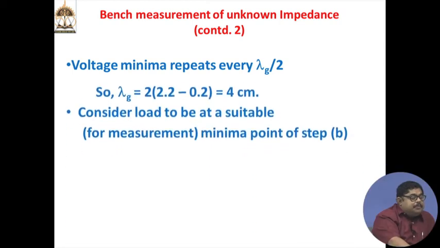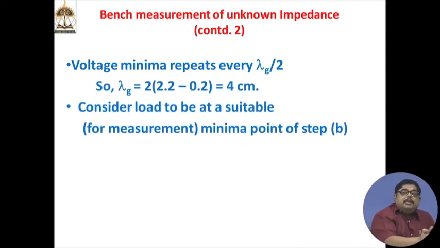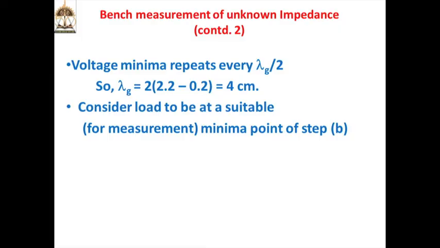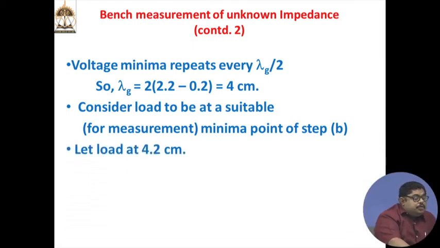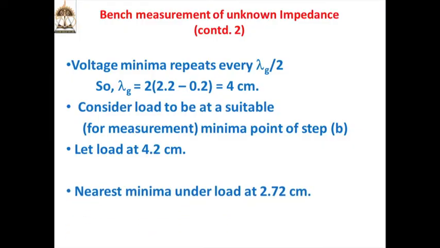Voltage minima repeats every lambda by 2. So by finding the difference between two minima positions, we can calculate lambda g. In this case it is coming out to be 4 centimeter. Now, let the load be at 4.2 centimeter. Actually, the load position is not accessible to you. You have seen that in the carriage where the load is put, the scale is not there, but since everything repeats, you can take any one of the minima. There are several minimas, any one you take. So that is what we said, let us take the load at 4.2 centimeter.